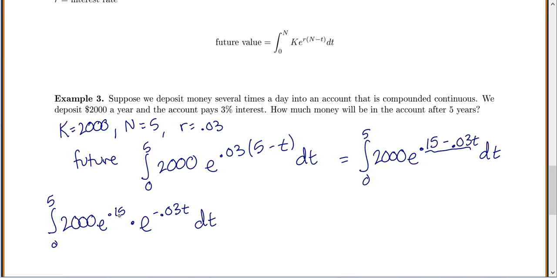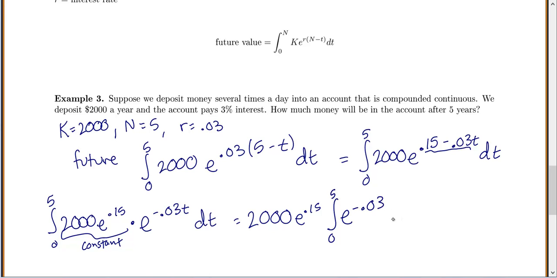Our exponential rules say if you're multiplying two exponentials, you can just add their exponents. Now this entire thing, e to the 0.15, is just a constant, or a coefficient if you prefer. That's just a number, not a variable anymore. I can pull all of that out of my integral. So that's 2,000 e to the 0.15 times the integral from 0 to 5 of e to the negative 0.03 t dt. And at this point, you know how to integrate that.